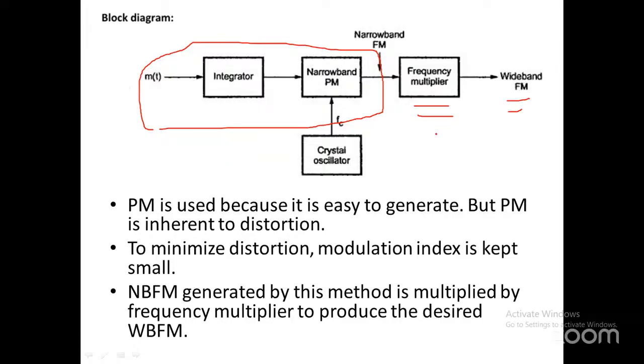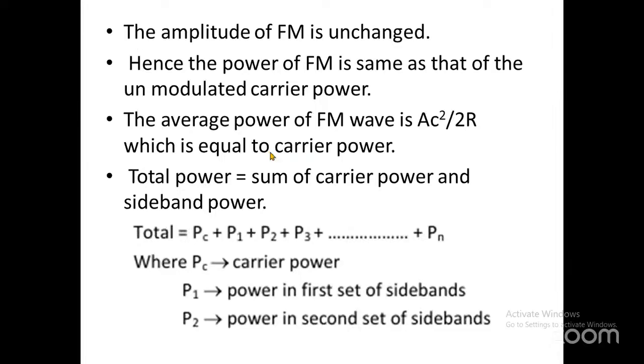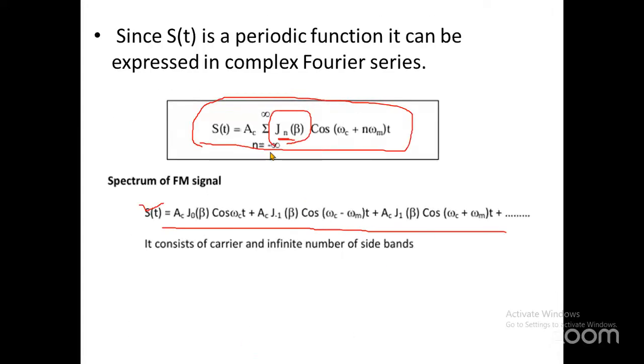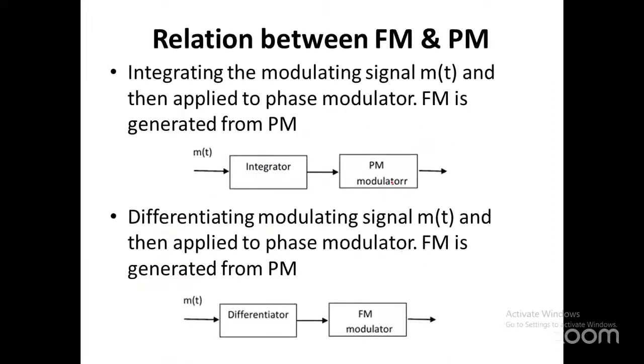If you have an FM signal and pass it through a differentiator unit, you will have a phase modulated signal. If you have a phase modulated signal and pass it through an integrator, you will have the frequency modulated signal. How to get phase modulation? Same concept, but if you pass through an integrator, you will have a phase modulated signal.